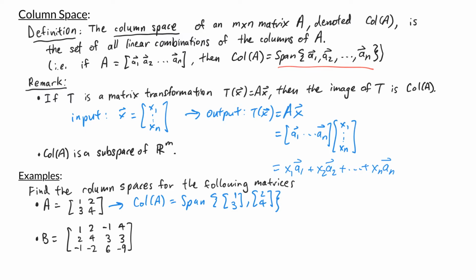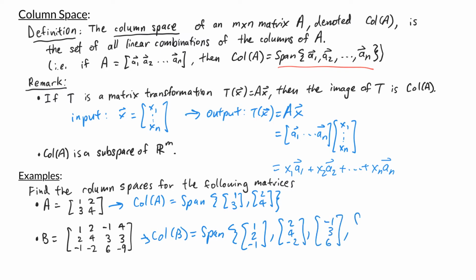So here we have the matrix B with entries 1, 2, -1, 4, 2, 4, 3, 3, -1, -2, 6, -9. The column space of B is going to be the span of the columns of B. So that's 1, 2, -1, 2, 4, -2, -1, 3, 6, and lastly 4, 3, -9. And that's all you have to do for now.